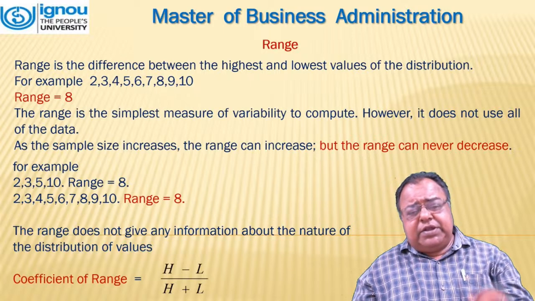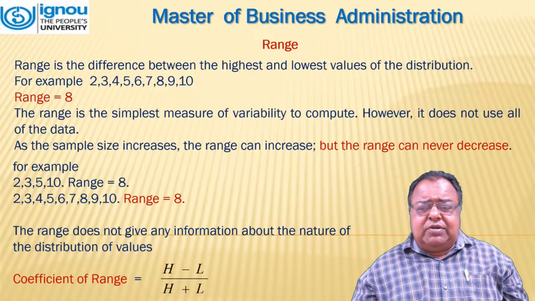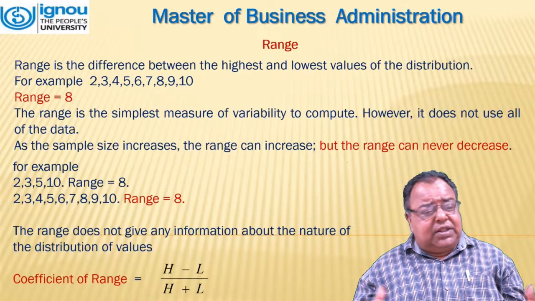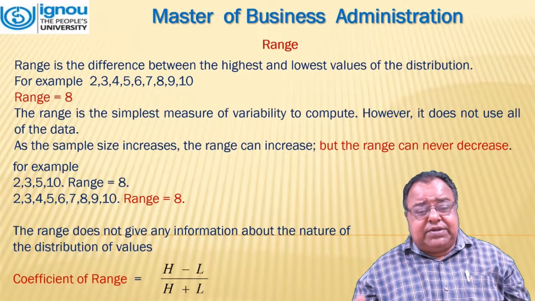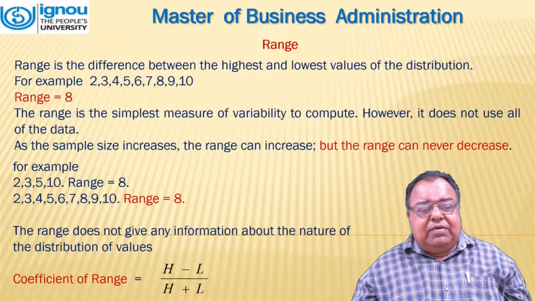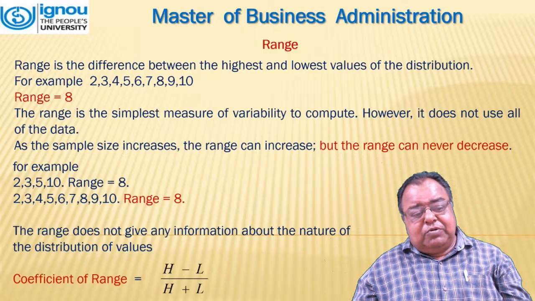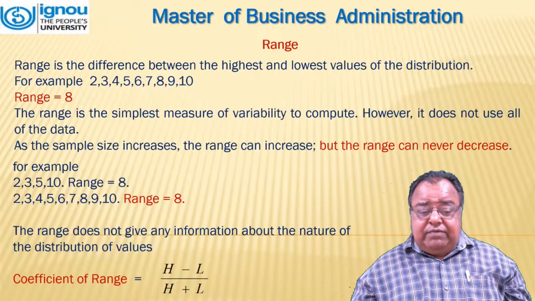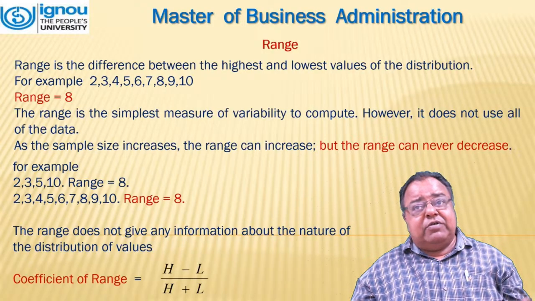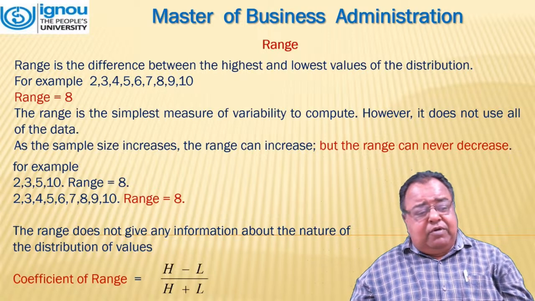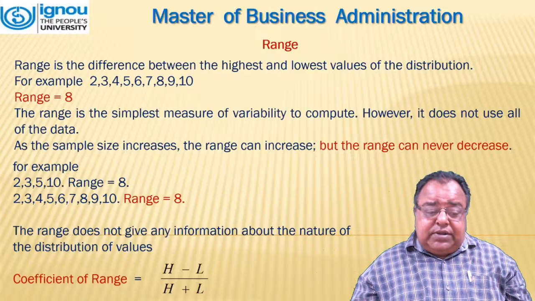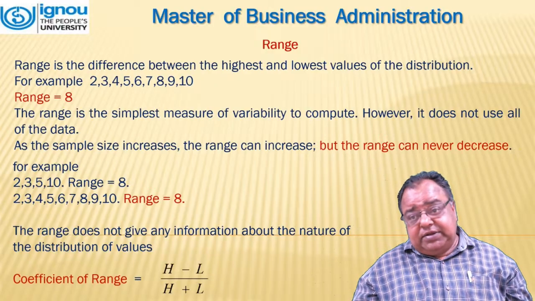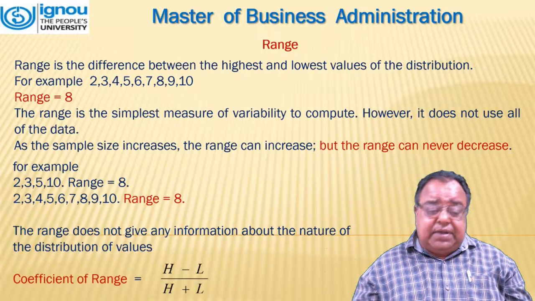The range is the simplest measure of variability to compute. However, it does not use all the numbers of the data. As the sample size increases, the range can increase, but the range can never decrease. For example, for the numbers 2, 3, 5, 10, the range is 8, and even if more numbers are added between 2 and 10, the range is again 8. The range does not give any information about the nature of distribution of the values, which can be in any form. What is the coefficient of range? It is the highest minus the lowest, divided by the highest plus the lowest.